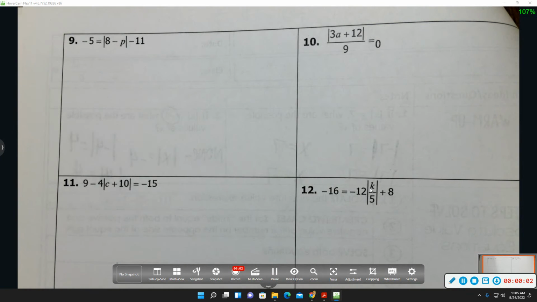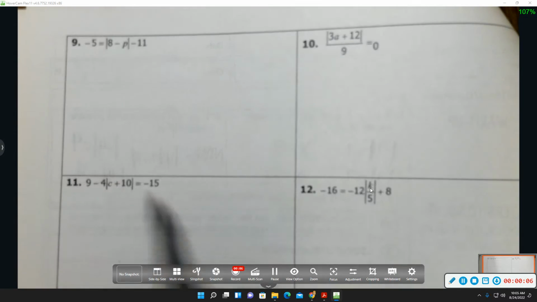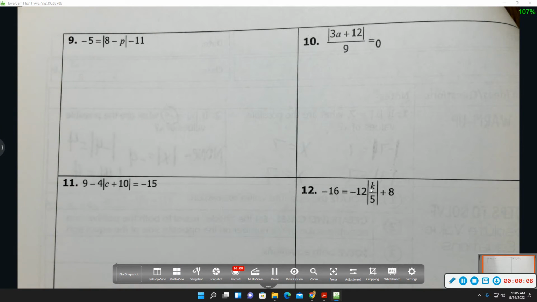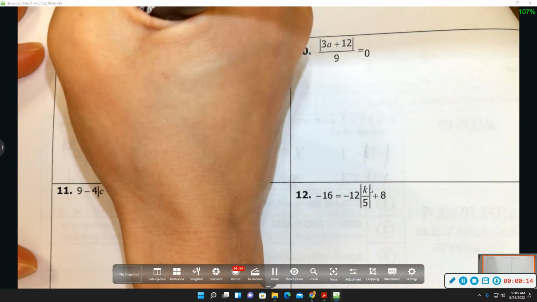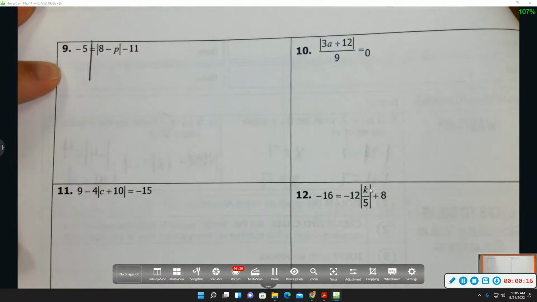Okay, so based off of what we did yesterday, I was just going to do a few more problems with you to make sure you were comfortable with solving these absolute value equations. So if you look at number 9, you may have already done it, but this is kind of what you need to make sure you know how to do.